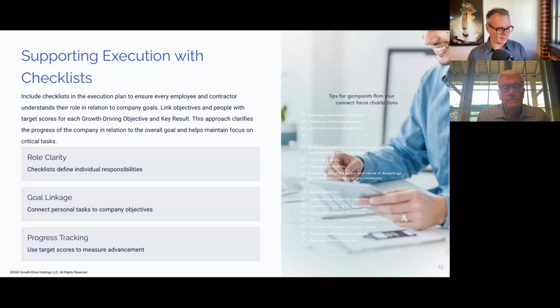And accountability, people forget the power of a simple checklist. And how do we support execution with a checklist? Checklists at every level of the organization, the simple, old-fashioned, use a pencil or pen checklist is incredibly powerful. And in many businesses, that checklist is a game changer.